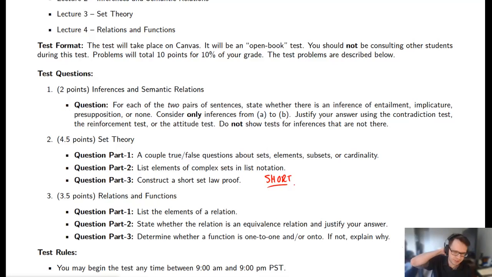My intention is not that this test is exhausting. If you've done the assignments and the practice questions, it should be not stress-free, but it should be straightforward-ish.